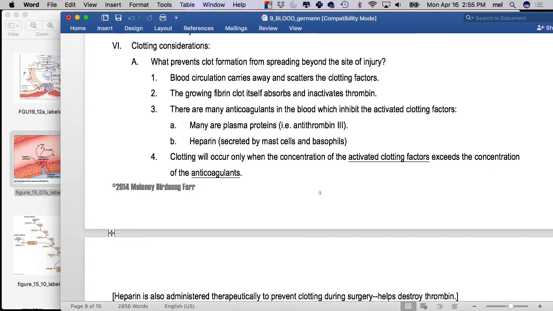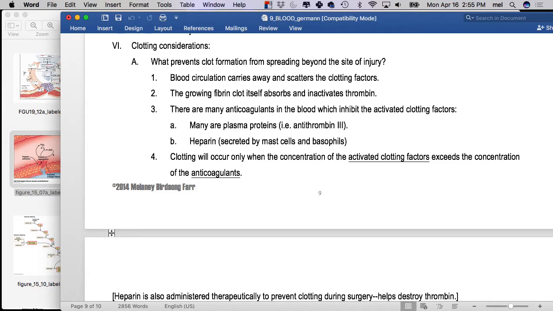But an embolus, by the way, doesn't have to be a blood clot. It's really anything obstructive that could be going through the bloodstream. Like if you go scuba diving, an air bubble can cause an embolus. But in this context, we're talking about a moving clot. Now, let's talk about what prevents a clot from spreading beyond the site of injury.